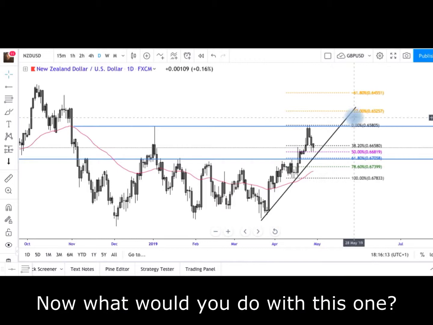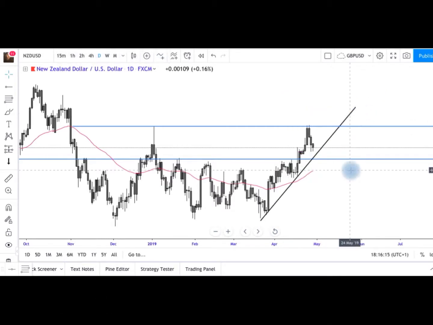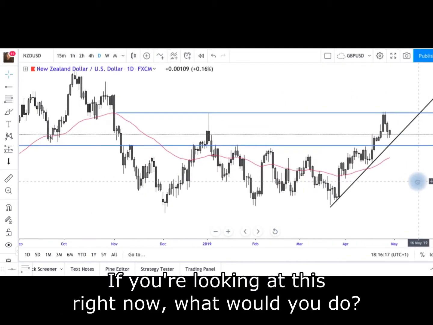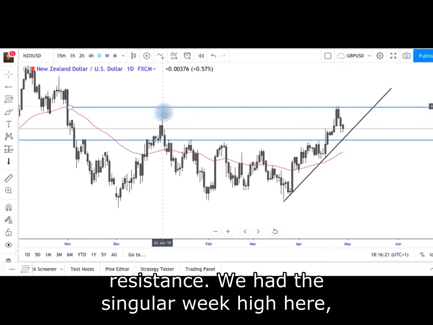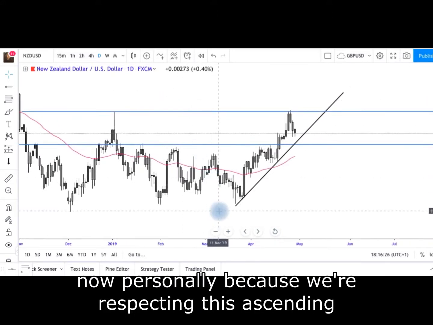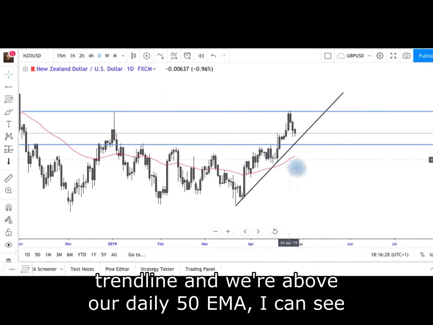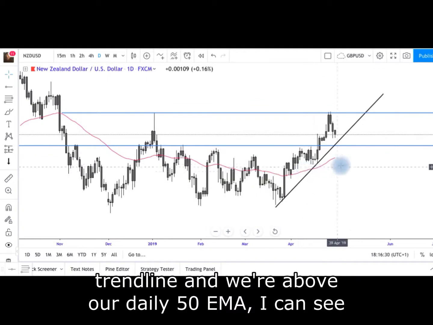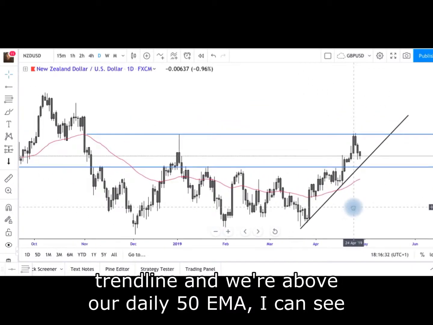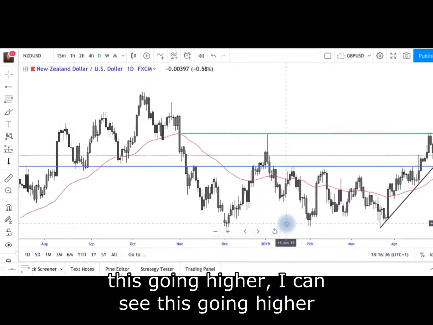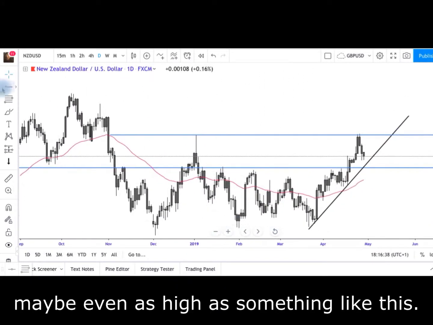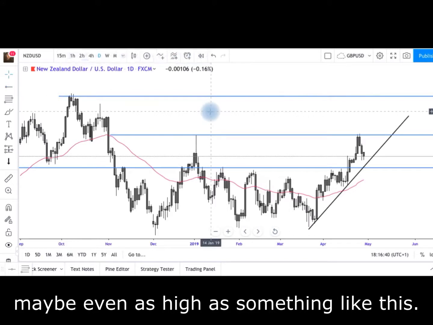Now what would you do with this one? If you were looking at this right now, what would you do? So you can see we've got body closures above this previous resistance. We had this singular wick high here. Now personally, because we're respecting this ascending trend line and we're above our daily 50 EMA, I can see this going higher. Maybe even as high as something like this.